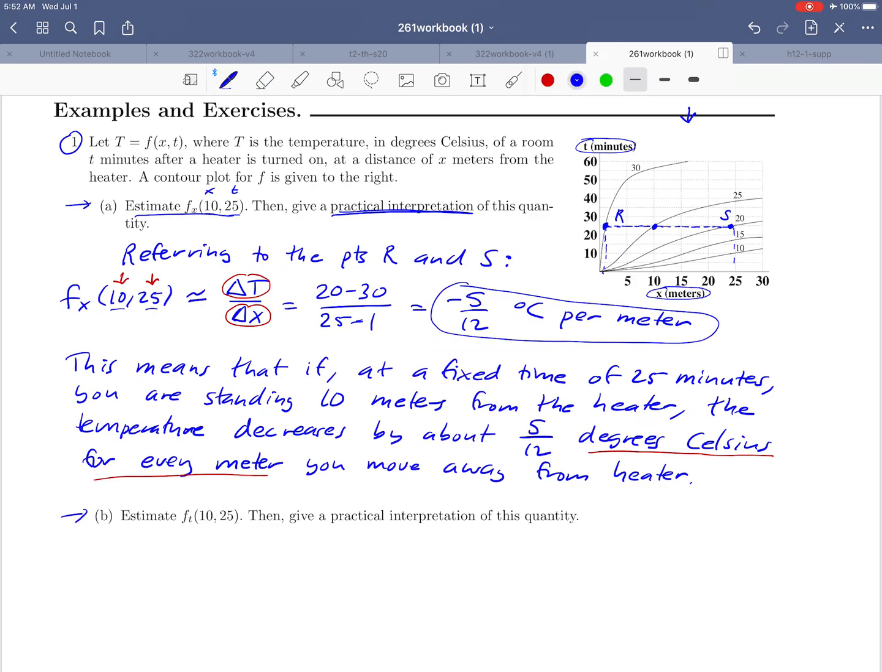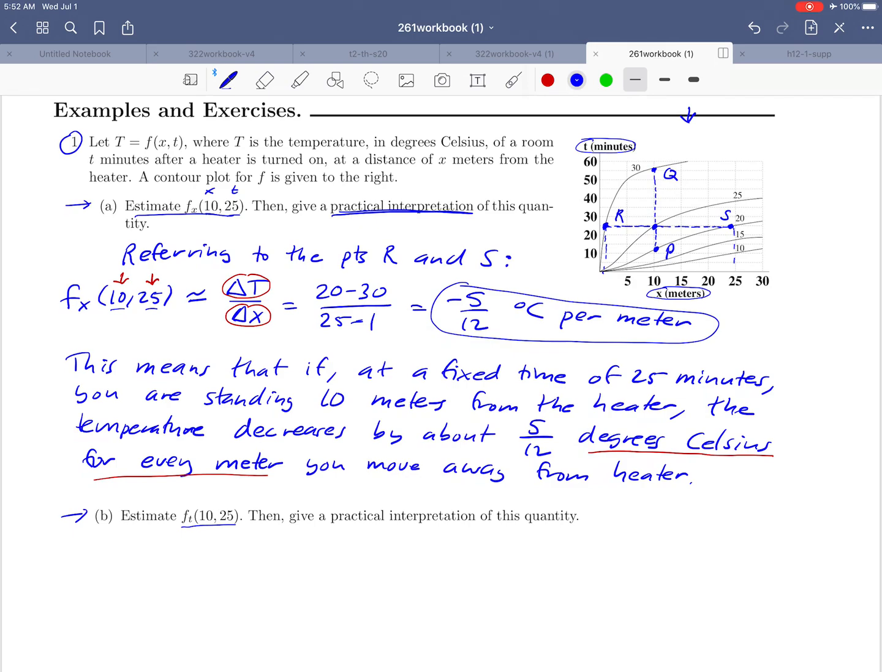Okay, so B would like us to estimate the partial derivative of t at the same point 10 and 25. So now we're talking about the rate of change as time changes. Okay, so that means in our diagram we'd be fixing a value of x and moving in this direction. That's the direction of increasing time. And so we might choose ourselves a couple of points on contours again. I'm going to call these points P and Q.